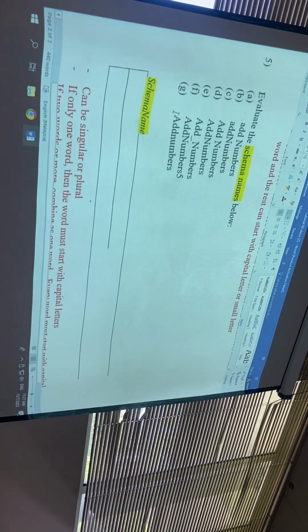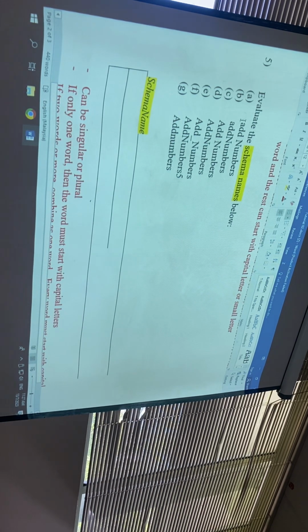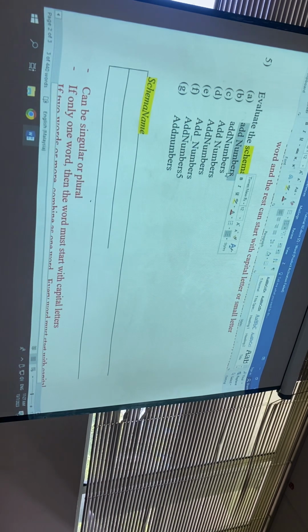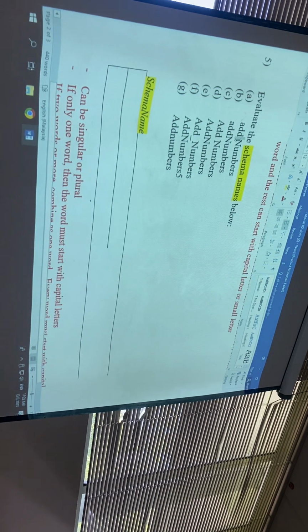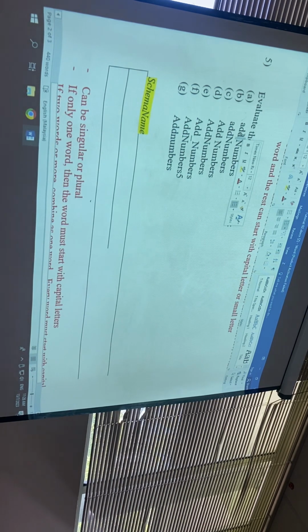So among A, B, C until G here, which ones are valid and which ones are invalid? If you look at A here, is this a valid schema name or not? No, invalid, because of the small letter and also because of the space. So for this one, two reasons: one because of the small letter, another because of the space.